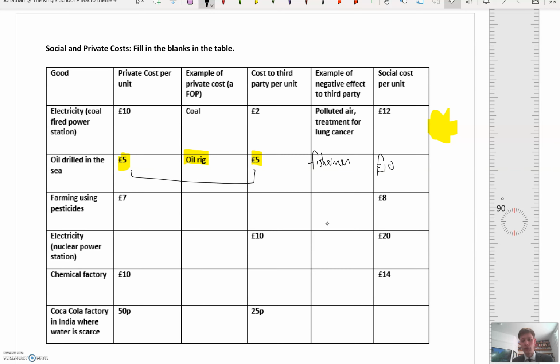That's the important thing. We could look at another one, for example, electricity using nuclear power. I know that the social cost is £20. The cost to the third party is £10. Well, £10 is part of that £20, so the private cost must be the other £10 in the social cost. There's no other contributing factor to the social cost. The example of the private cost again could be the capital, so it could be the nuclear power station, building it itself.